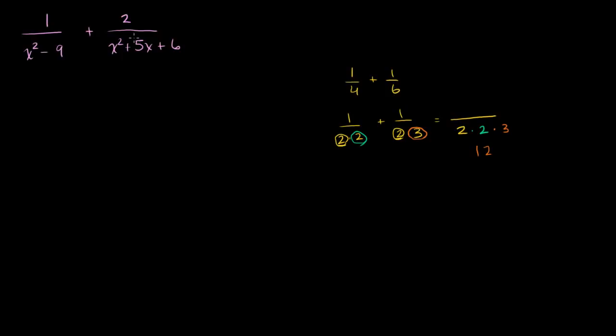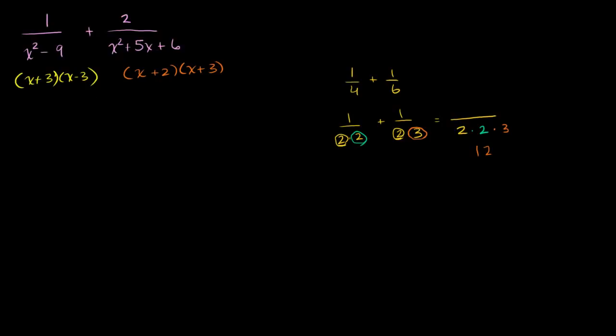The same idea we can do right here. We can factor both of these denominators. So x squared minus 9 is x plus 3 times x minus 3. It's just a difference of squares. And x squared plus 5x plus 6 is x plus 2 times x plus 3, right? 2 times 3 is 6, 2 plus 3 is 5.